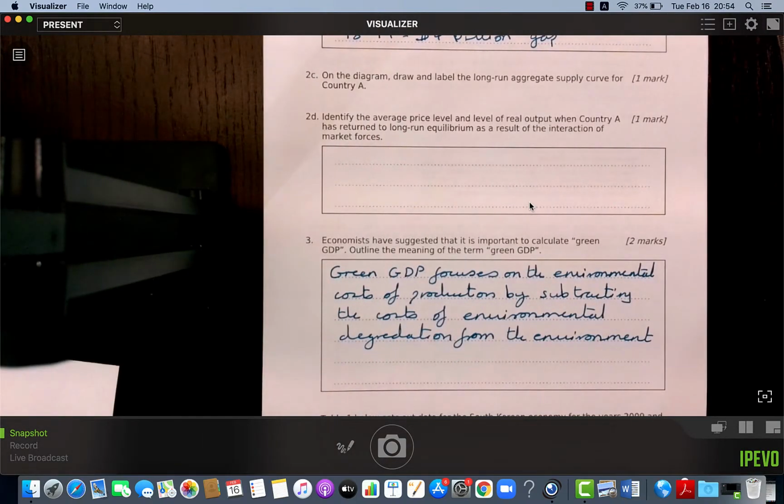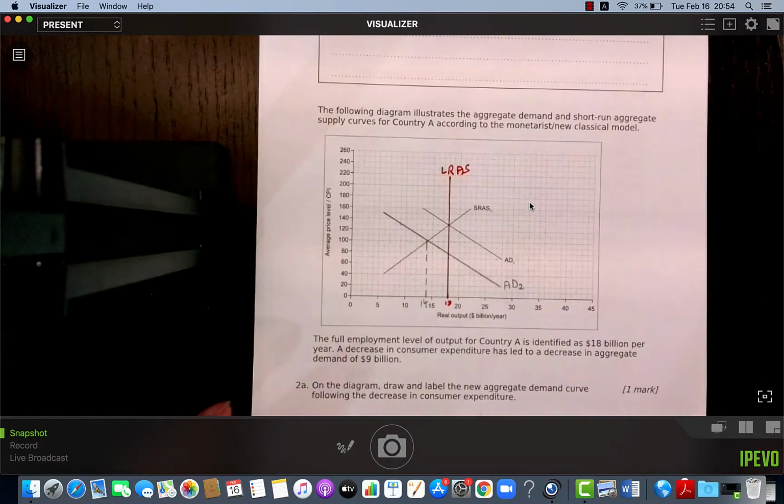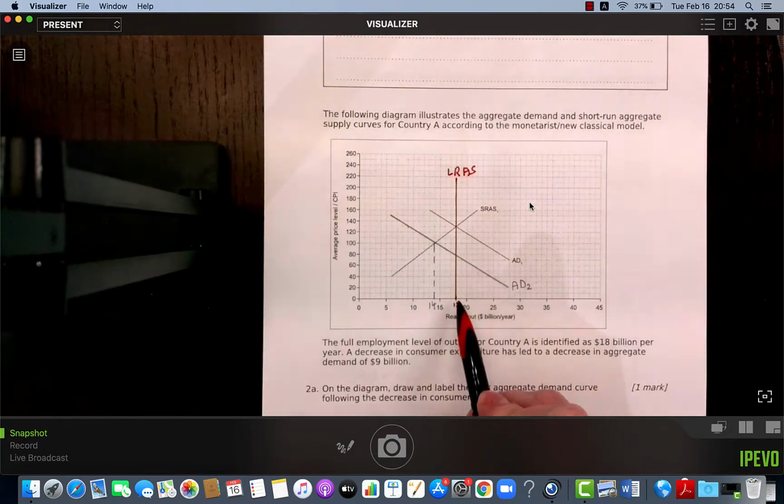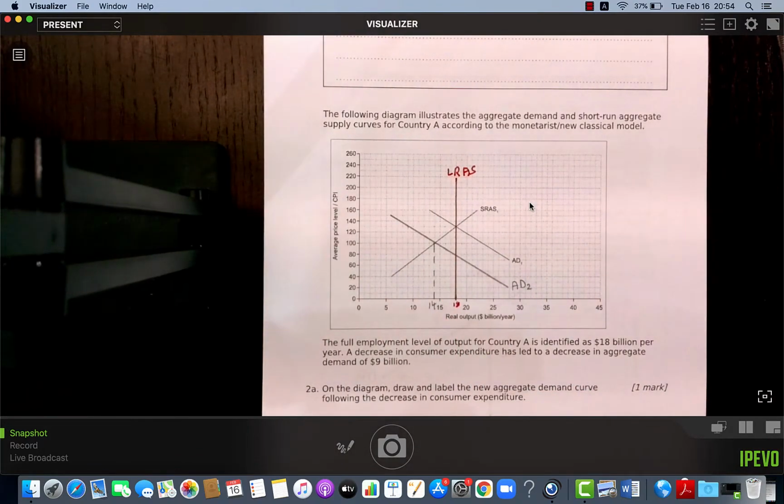Okay, now it says identify the average price level and average real output when country A has returned to long-run equilibrium as a result of the interaction of market forces. Well, you see, this is what we're talking about, right? So if we're at a case here where we've got a recessionary gap from 14 to 18, that was the $4 billion gap, all right? That's the recessionary gap there.